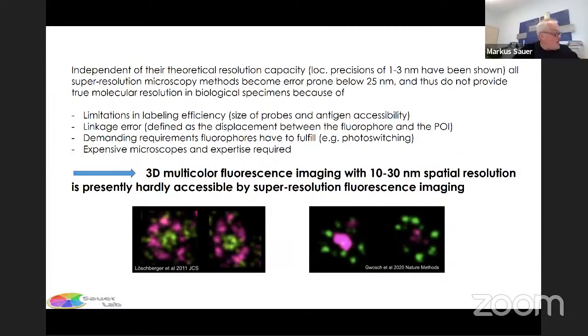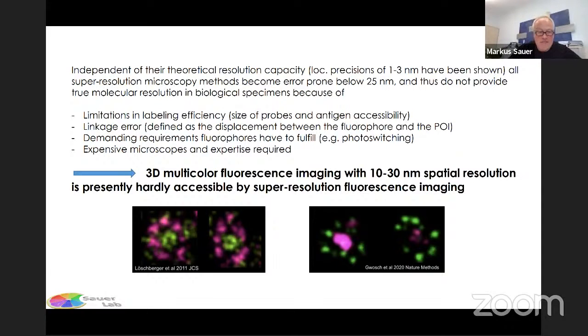All right, let me now switch to the second part: from the current state of the art, what we have done in the last years to what we are currently working on. There have been new technologies introduced in single molecule localization microscopy that obtain localization precisions of 1 to 3 nanometers. However, all these technologies become error prone, if we are honest, below resolutions of 25, 30 nanometers. And thus, true molecular resolution in biological specimens is still not within reach.